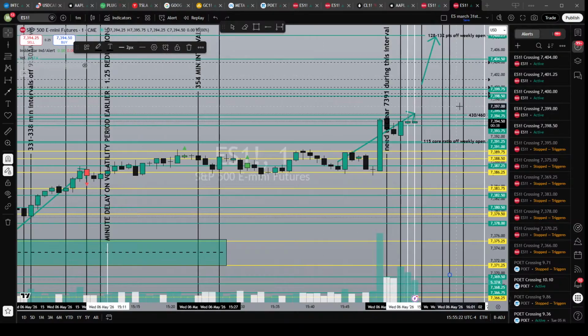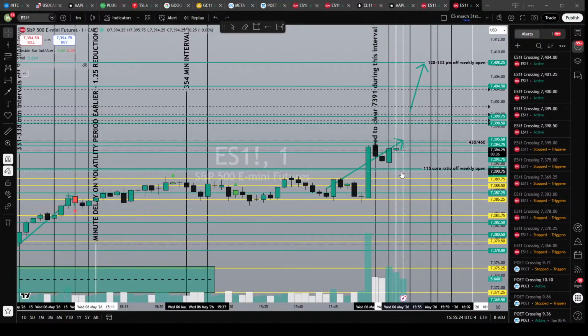And like I said, we have odds basically till close. So usually when you have odds till close, what does that mean? What does it mean when you have odds till end of session, typically?